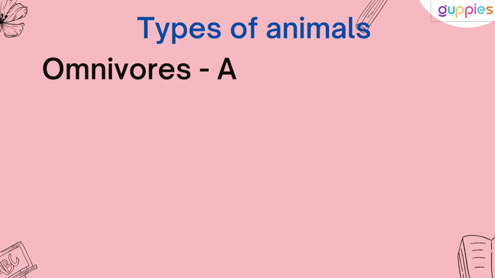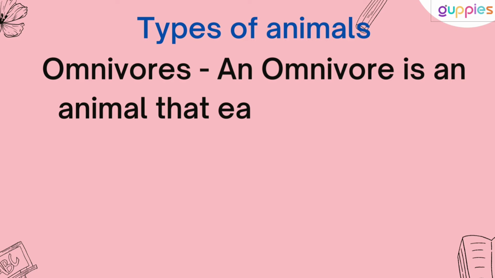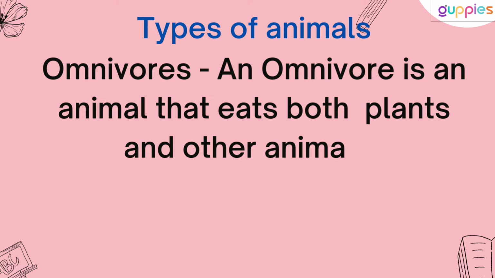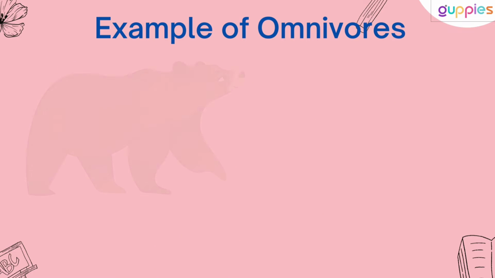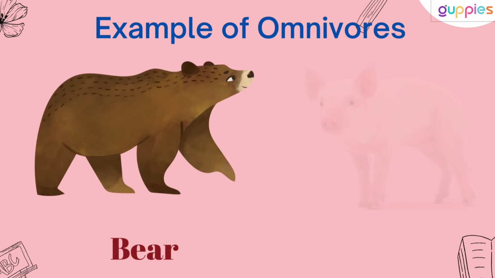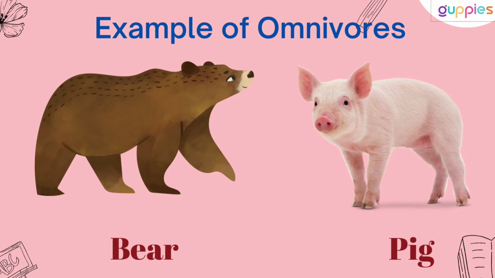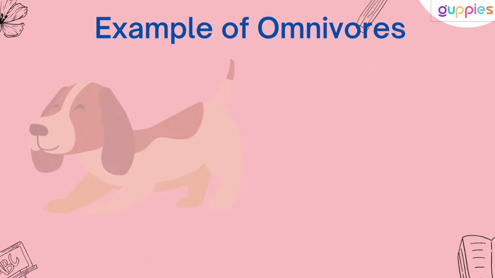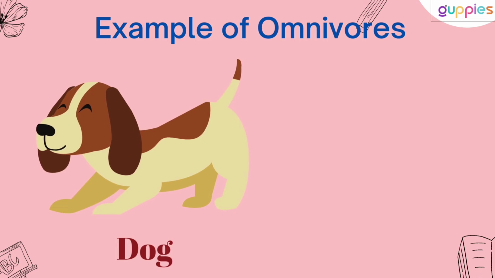O-C-T-O-P-U-S. Omnivores. An omnivore is an animal that eats both plants and other animals, like bear. Example of omnivores. Bear, B-E-A-R. Pig, P-I-G. Dog, D-O-G.